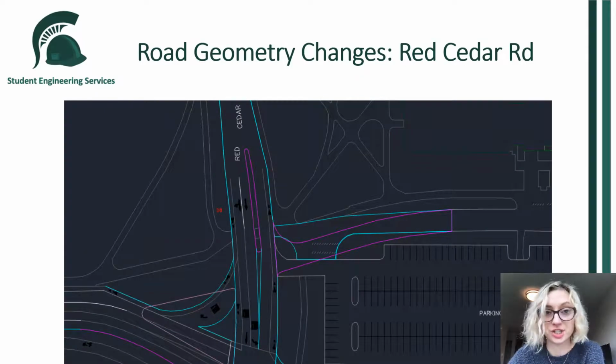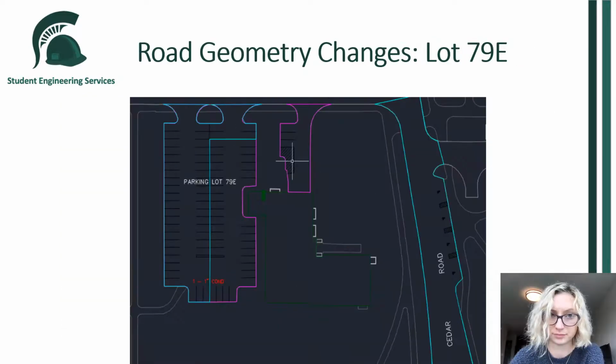Next, we have geometry changes for Red Cedar Road. So this island here is going to be changing shape. Red Cedar needed to change shape to accommodate for some traffic changes. And then we're actually only paving this stretch of North Shaw Lane so that it can change shape from this magenta to this cyan and now accommodate just pedestrian and bike traffic.